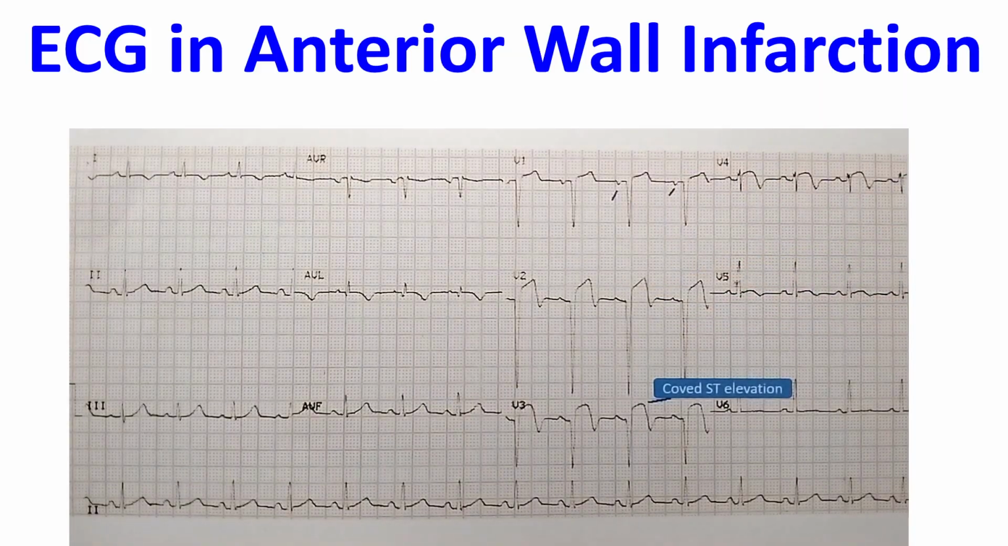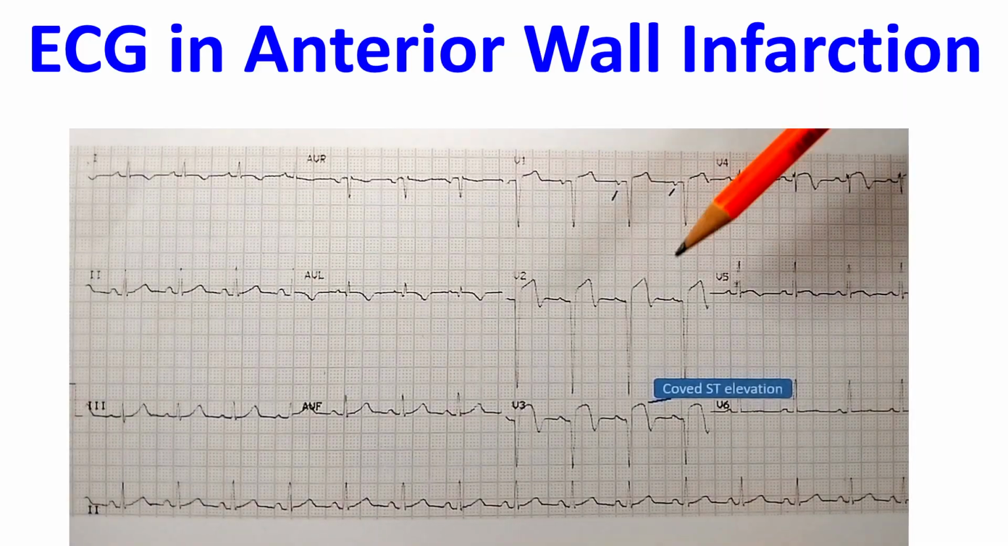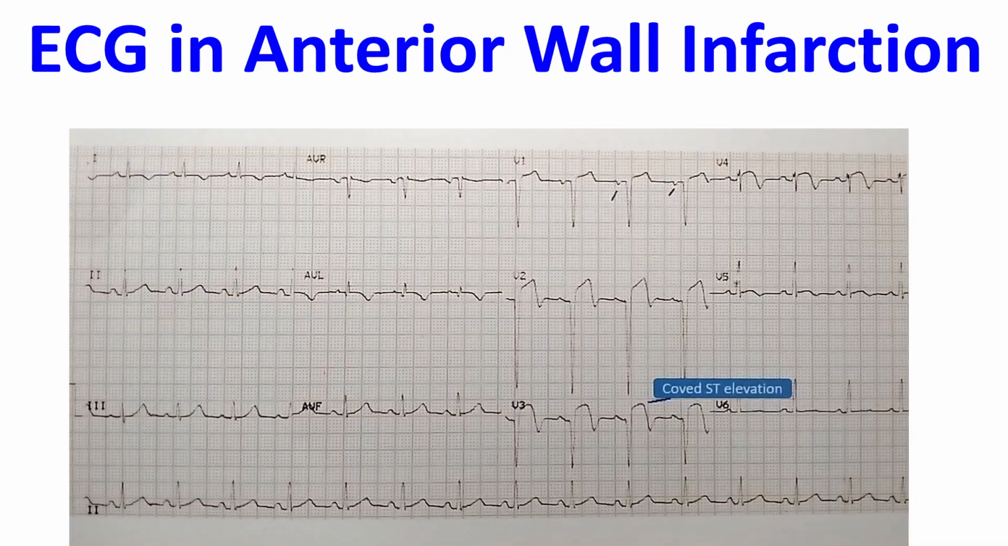ST elevation in anterior leads can also occur in right ventricular infarction, but in that case it will be more in V1 compared to V2. And if you take right-sided leads, V3R or V4R, there will be ST elevation there also.